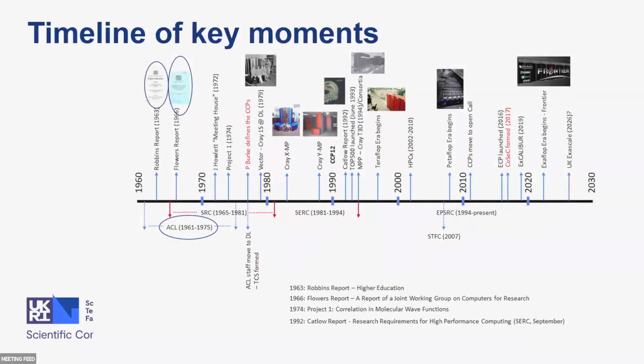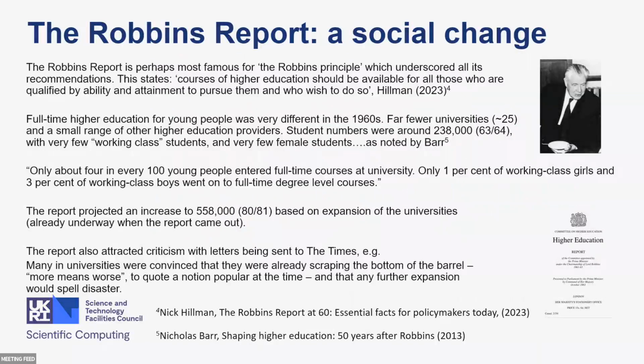So the three bits that I'll look at just to start on how it gets going is this report by Robbins, the report by Flowers, and the coincidental thing that was going on with the Atlas Computing Laboratory. So Flowers, it's really difficult to think today what university life was like back in those days. It was really quite different. And Robbins wrote a report for the government of the day, and which ended up with something that they now refer to as the Robbins Principle.